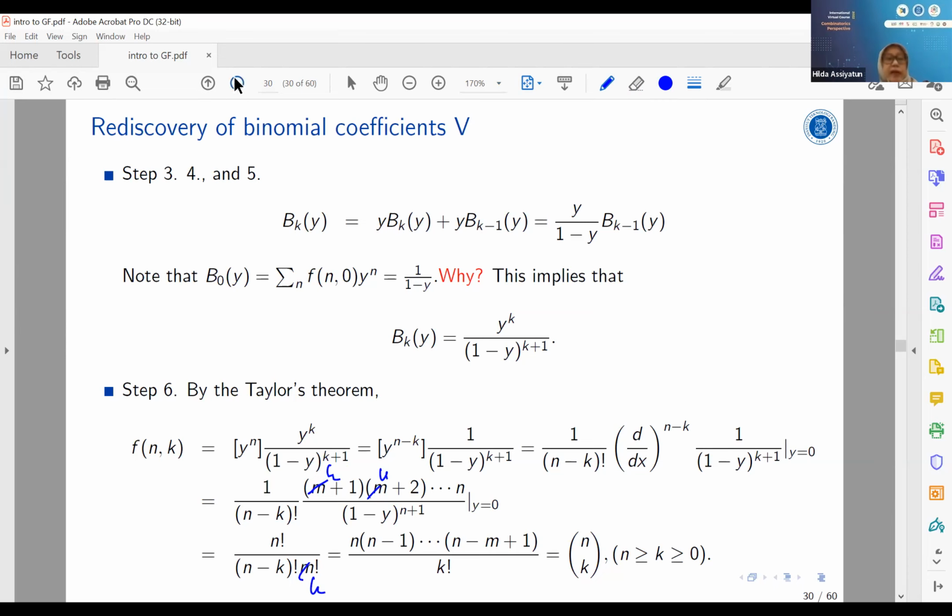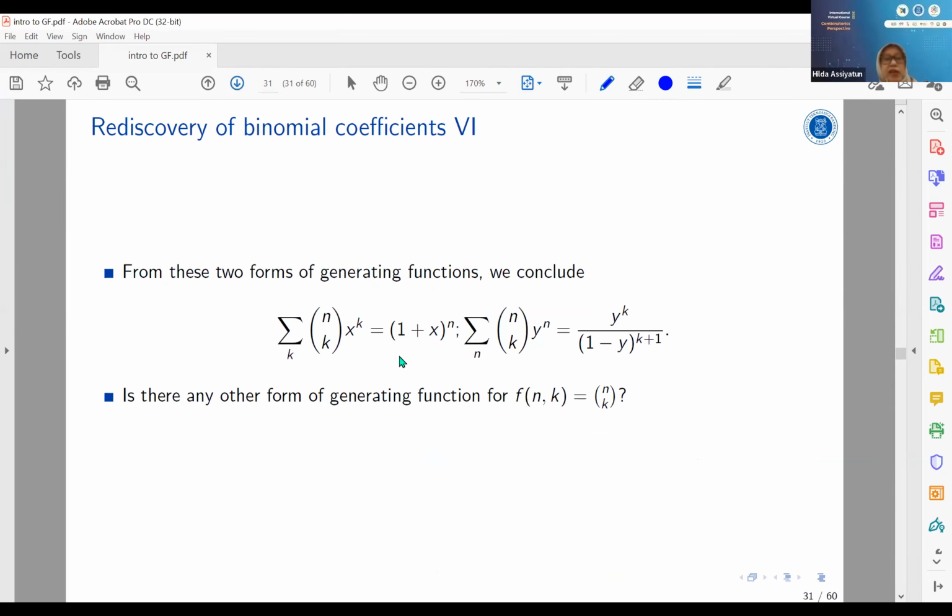So from these two generating functions, we can conclude that our binomial coefficient has two generating functions. There should be the coefficient of x to the k of this, or the coefficient of y to the n of this. All right, so based on our experience, what do you think of this question? Is there any other form of generating function for f n k?